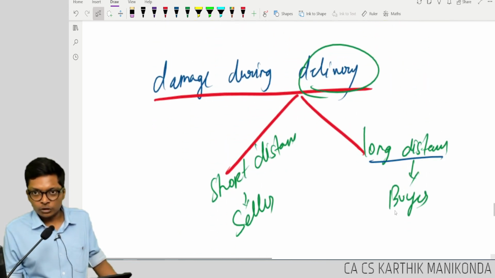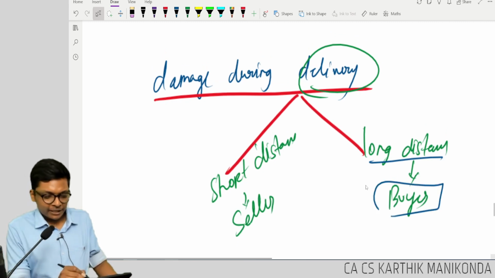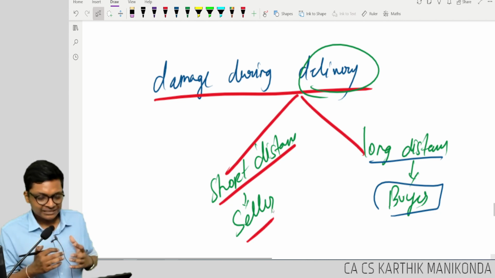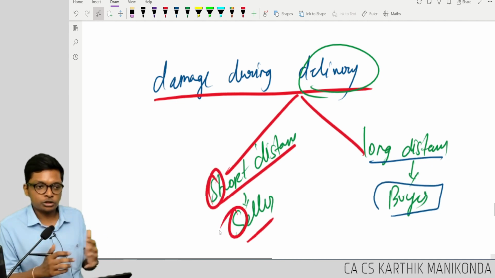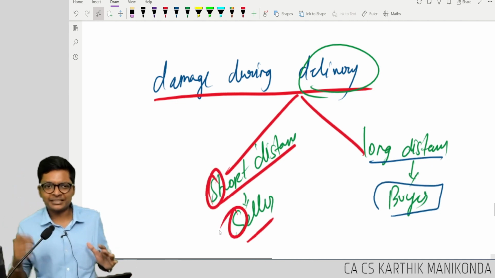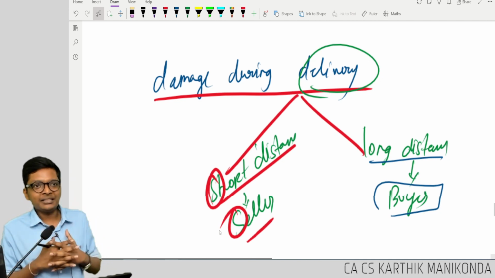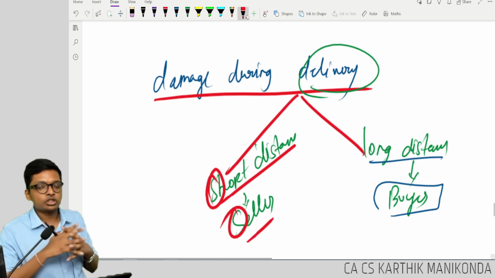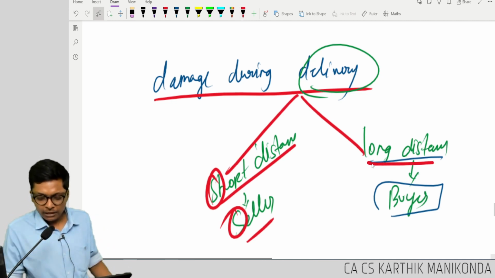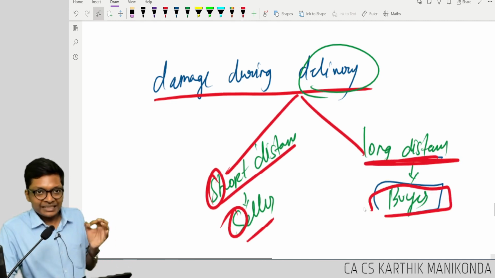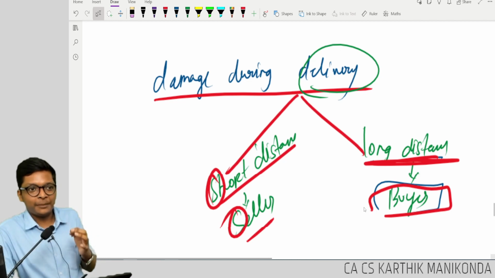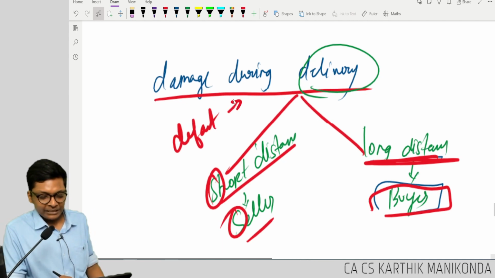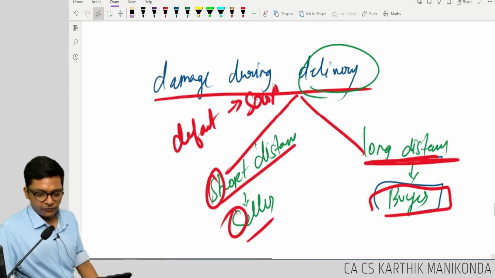Long distance, why should the buyer bear it? Okay. See, this point is correct, guys. Short distance, who will bear? How to remember? Short distance, short seller. But the logic is there. Short distance means all these online deliveries happen in short distance. In long distance, because of the nature of long travel, some damage is bound to happen. This is the default as per the Sale of Goods Act.